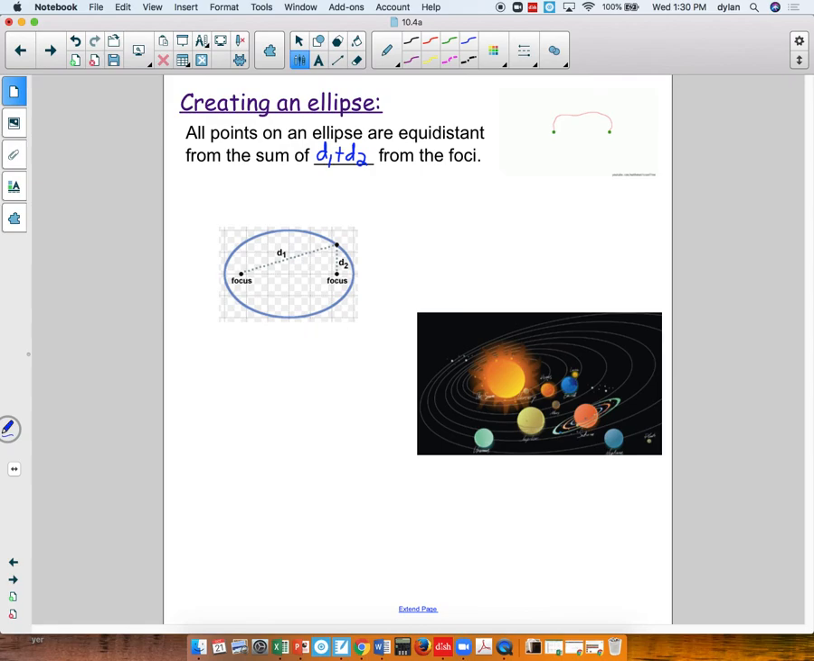And you can actually create one using a string and two nails, for example. It's not actually that hard to do, because as long as the sum of the distances remains the same, you can make it work.